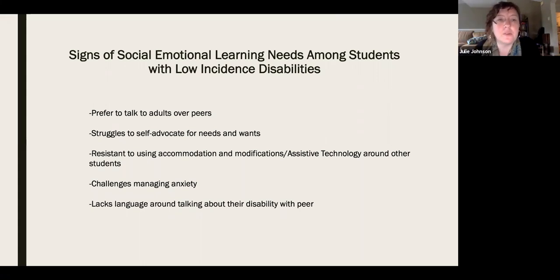Okay. So signs of social emotional learning needs among students with low incidence disabilities, but not specific to them either.